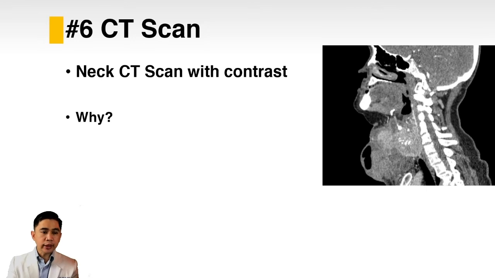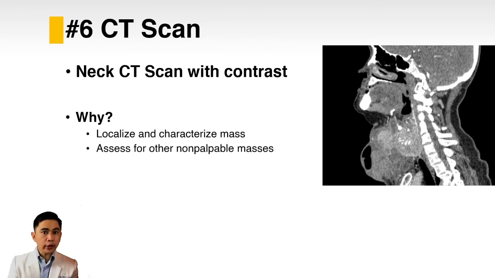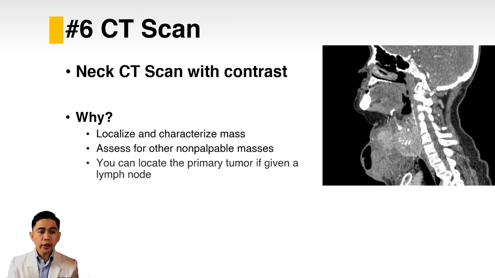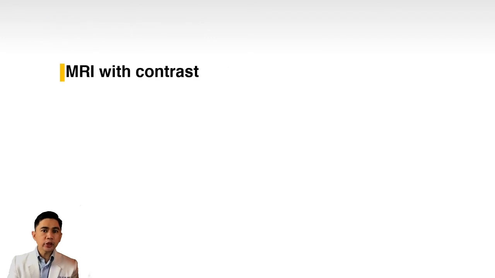So why do we choose CT scan? CT scan will localize and characterize the mass, whether it's solid or cystic, and it can assess for other non-palpable masses. You can actually locate the primary tumor while assessing the lymph node, and the CT scan can be used for future surgical planning.